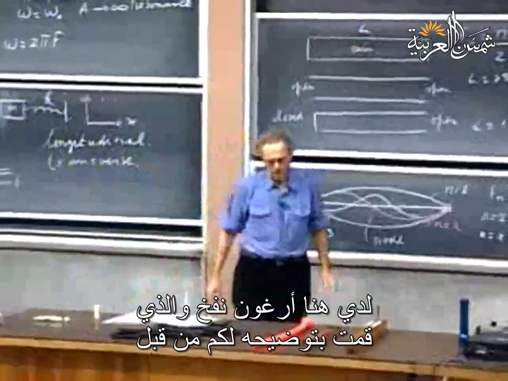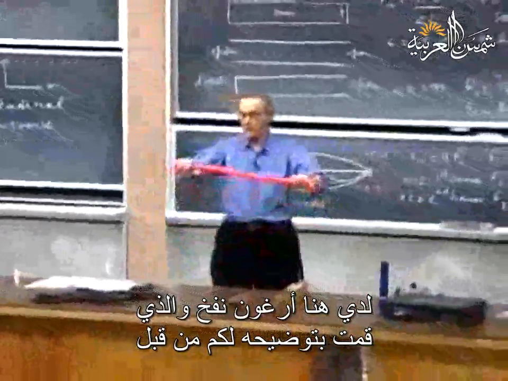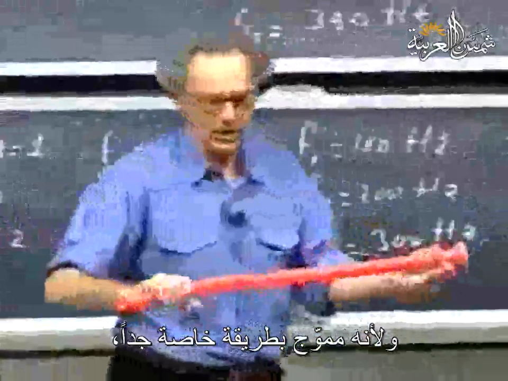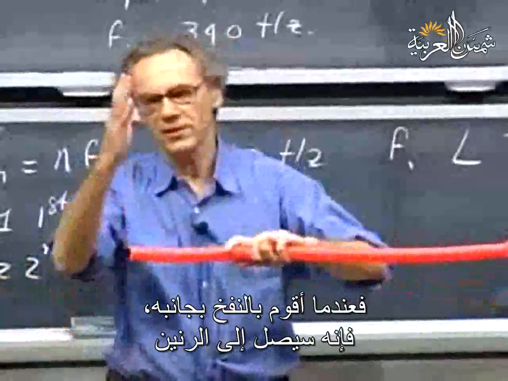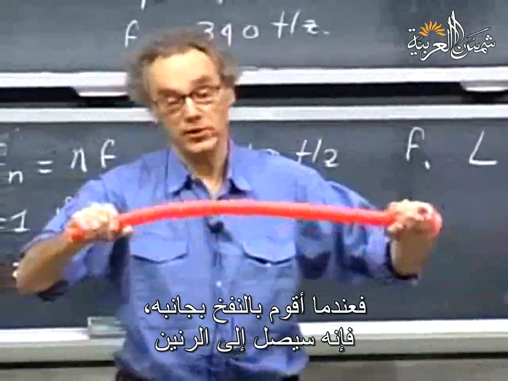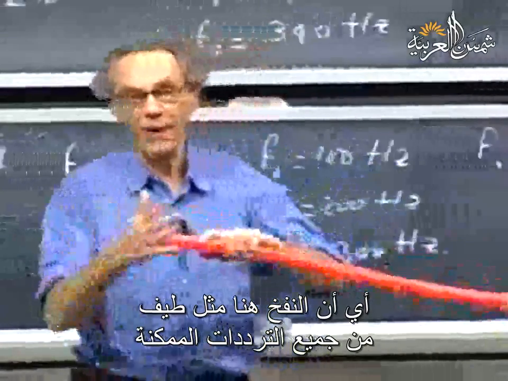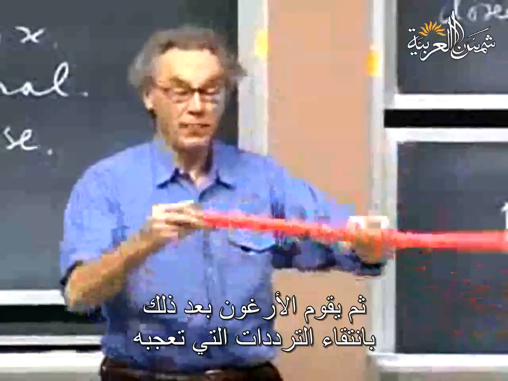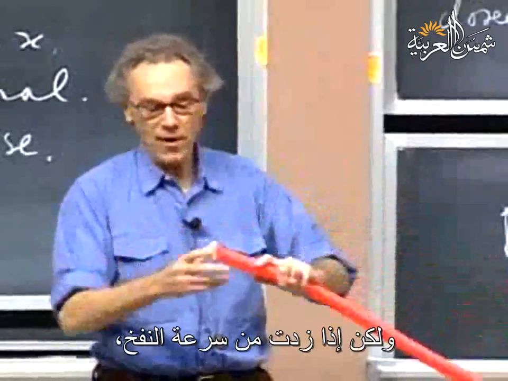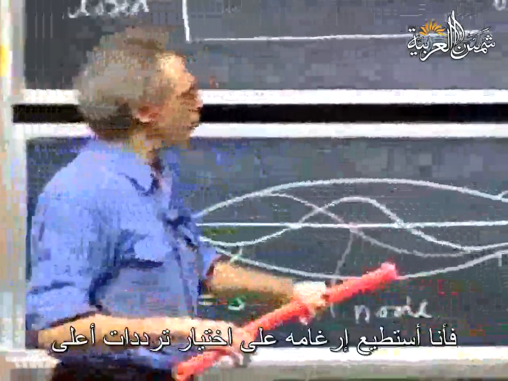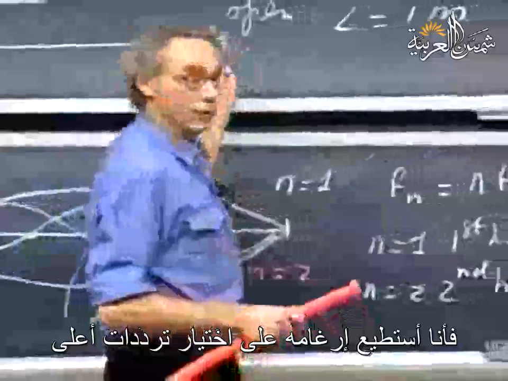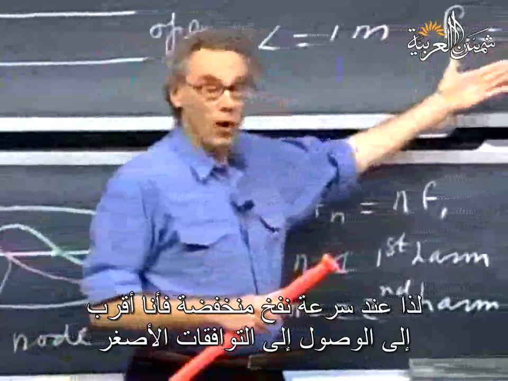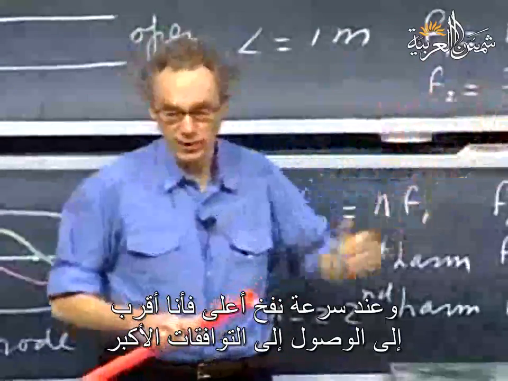I have here a wind organ, which I have demonstrated to you before. It is open on both sides. And because it is corrugated in a very special way, when I blow wind past it, it will go into resonance. That's to say, wind here is like a spectrum of all possible frequencies. It's like the bow on the violin, and then it picks out the frequencies that it likes. However, if I increase the speed of the wind, I can try to force it into higher frequencies. So at low wind speed, I'm more likely to hit the lower harmonics. At high wind speed, I'm more likely to hit the higher harmonics.